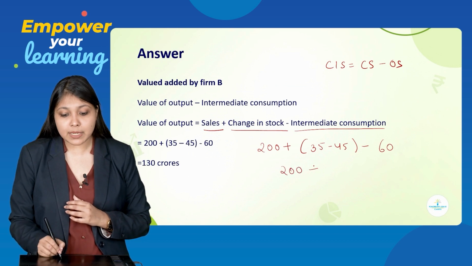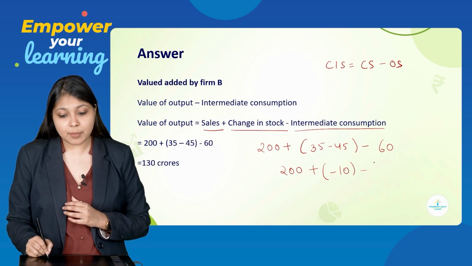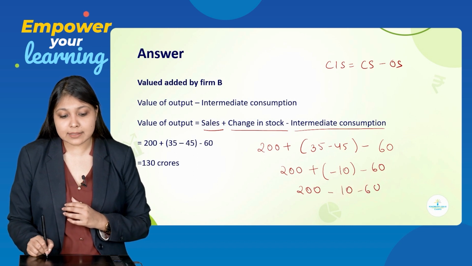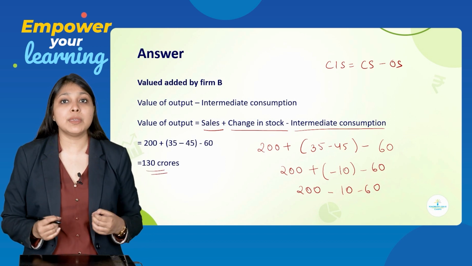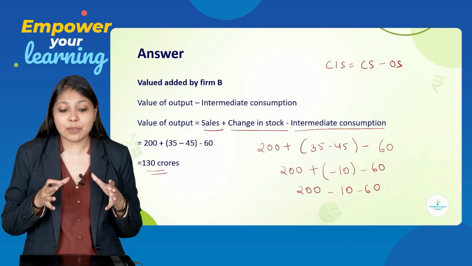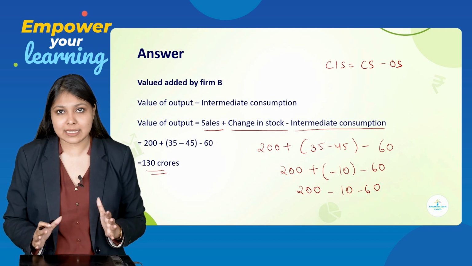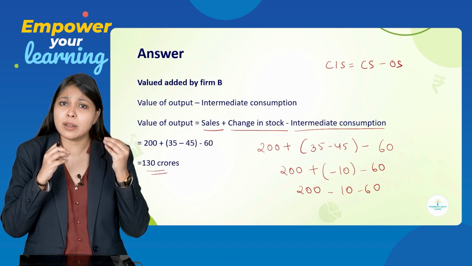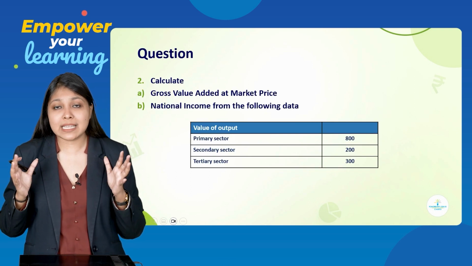Solve this bracket. Plus 35 minus 45 is how much? Minus 10, minus 60. So, 200 plus, minus 10, minus 60. When you solve this, you get your answer as 130 crores. So, that means the value added by firm B is 130 crores. I hope the formula was easy for all of you and you have understood the entire question very easily. Just you have to know the formula and you will get maximum information from the question itself. Now, with this, we'll move on towards our next question.